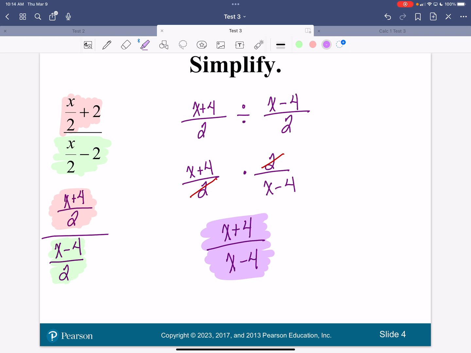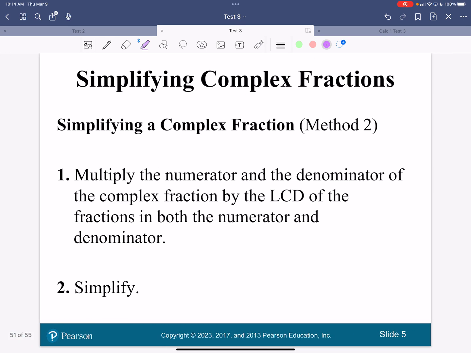Another method, is it okay if I move off this page? This is the method that I think is the most straightforward and the most beneficial. You can use either method, but this one has less steps. Simplifying the complex fraction, method 2.